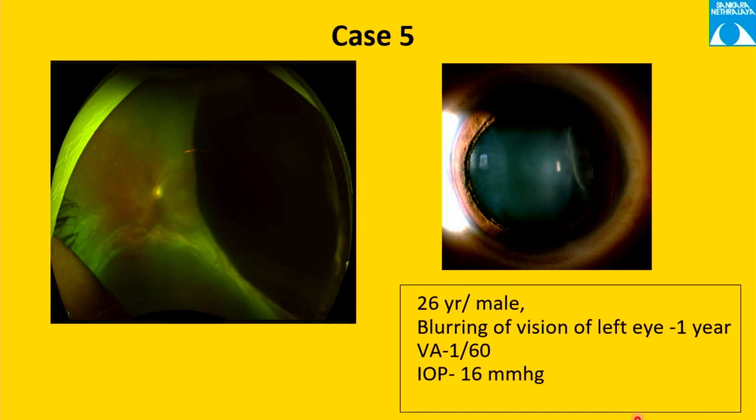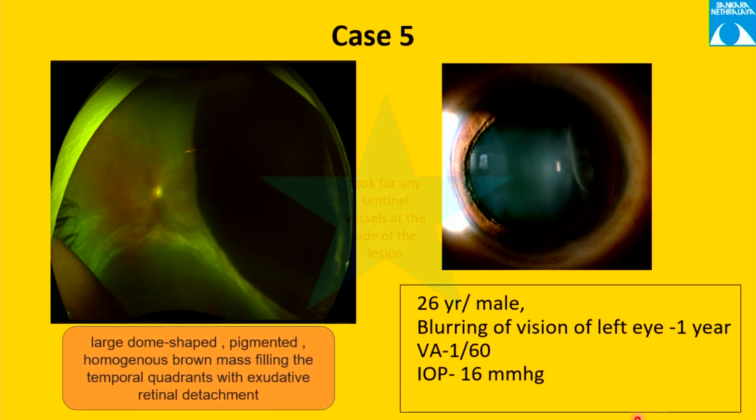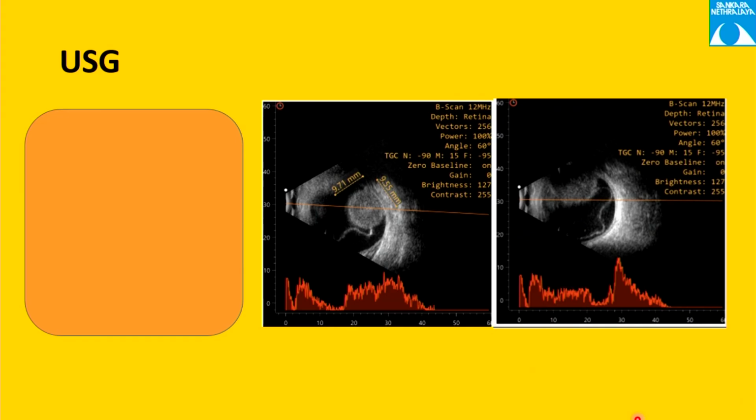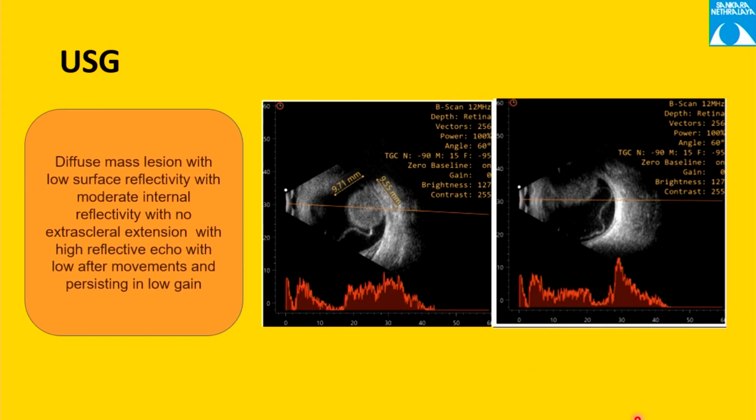I have kept the slit lamp photo. As you can see, the tumor is seen through the just dilated slit lamp examination. Whenever you see tumors like this, always look at the conjunctiva, look at the conjunctival vessels, see for any sentinel vessels which can appear at the site of the lesion. An ultrasound was done which shows a diffuse mass lesion. It has a low surface reflectivity, as you can see, with moderate internal reflectivity.